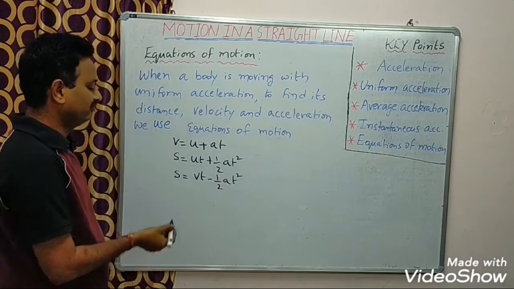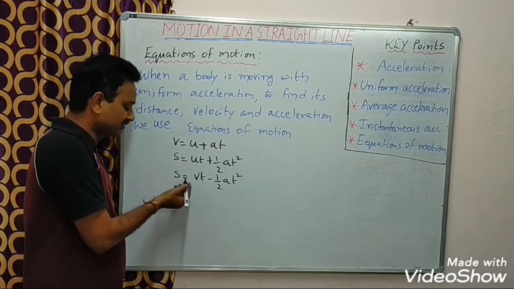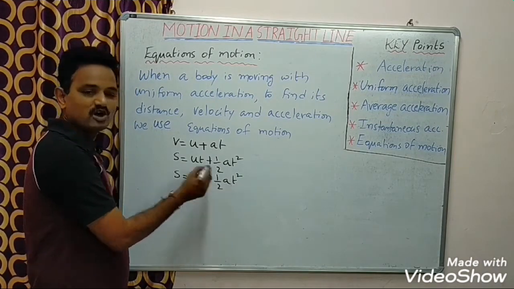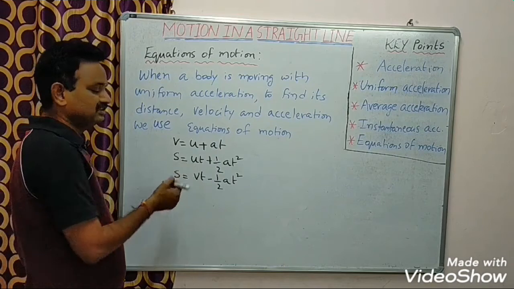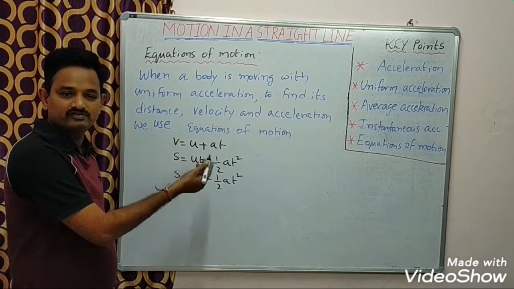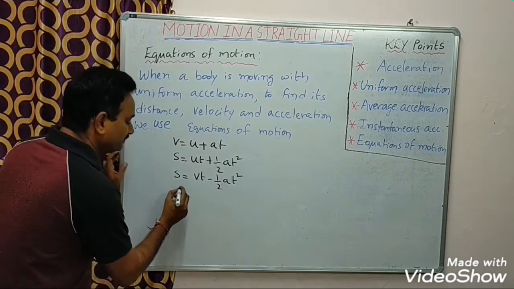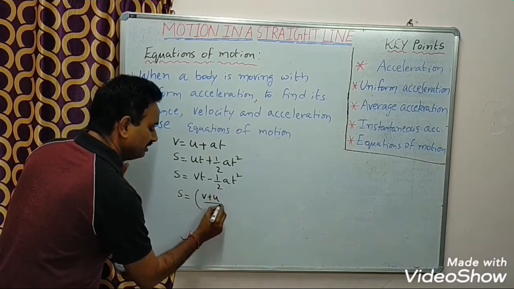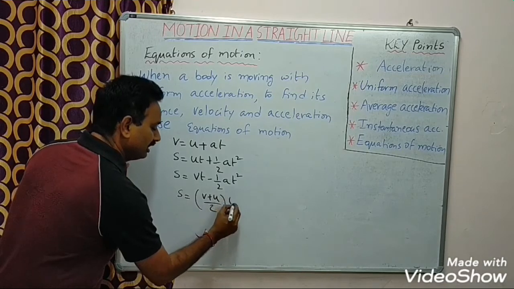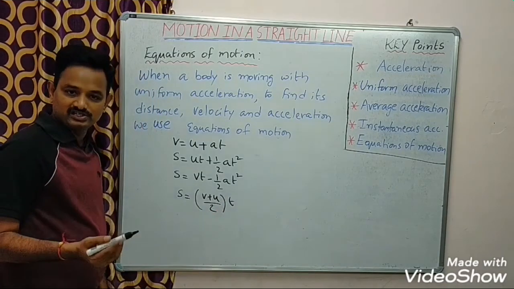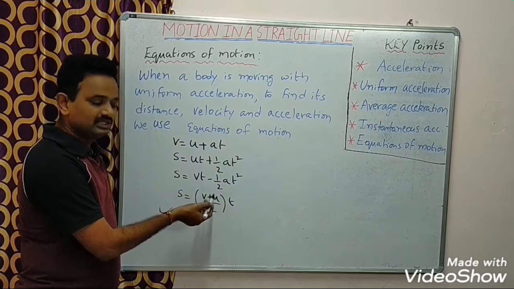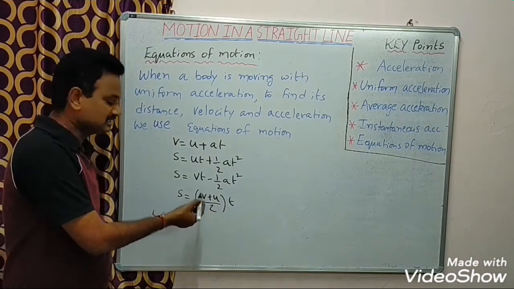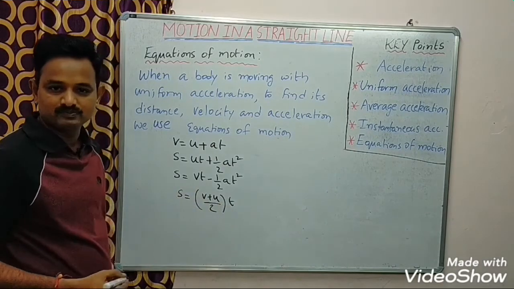That means if they give final velocity and time, the distance formula is s equals vt minus half at square. If they give initial velocity, then s equals ut plus half at square. And another one, s equals average velocity into time, that is (v plus u) by 2 into time. See, if they didn't give acceleration, but they gave final velocity, initial velocity and time, then to find distance, use average velocity into time.